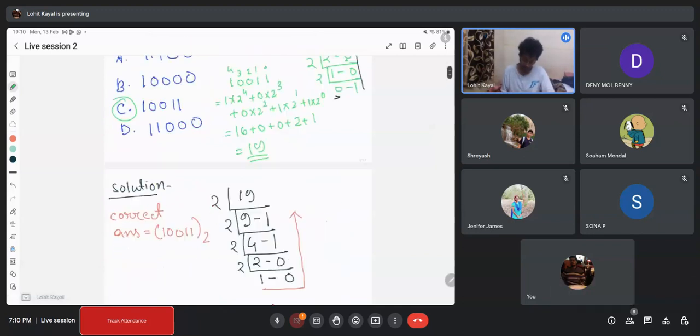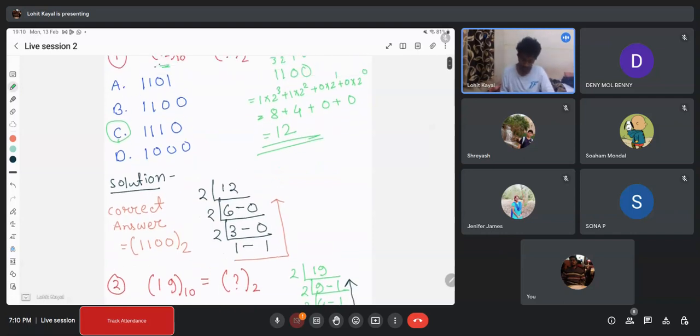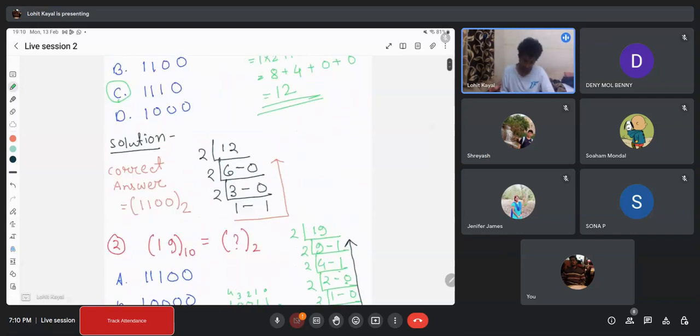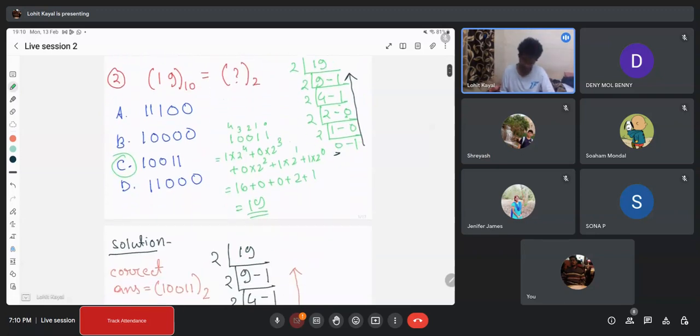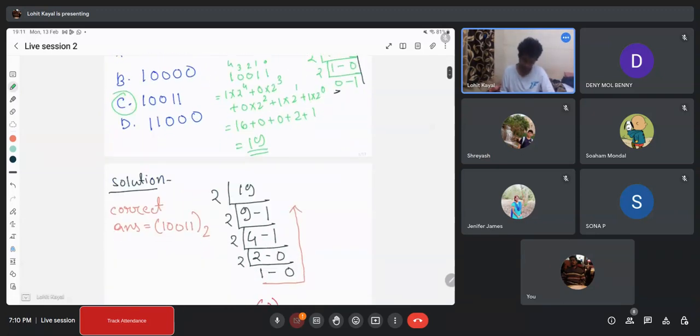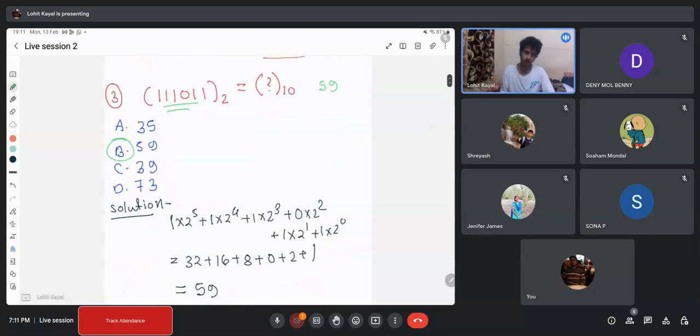So those who have joined later, the last two examples were: convert 12 in the decimal basis to the binary basis, and this will be the solution, this C. And here, convert 19 in the decimal basis to binary basis. So again C is the solution. Here I will again show how to convert this 59 to the binary number.